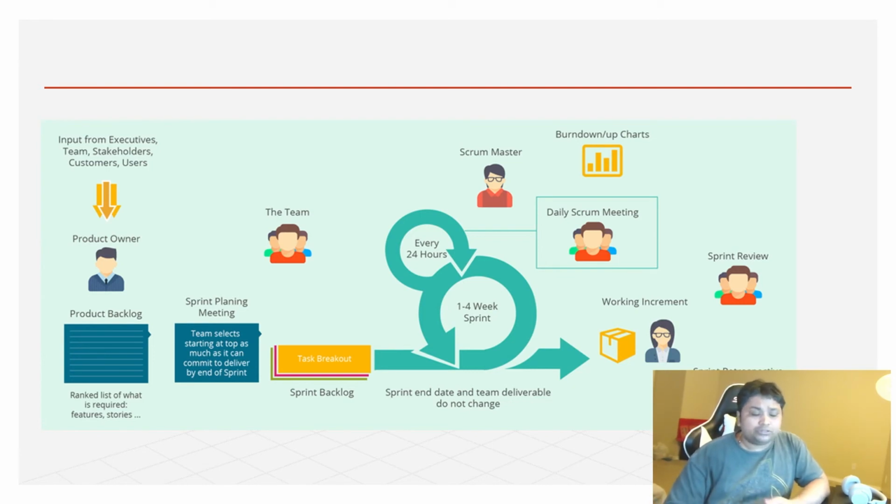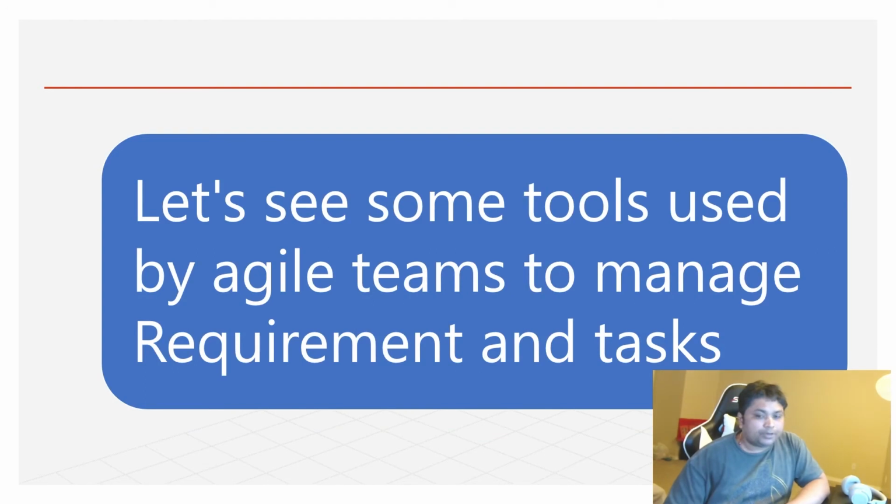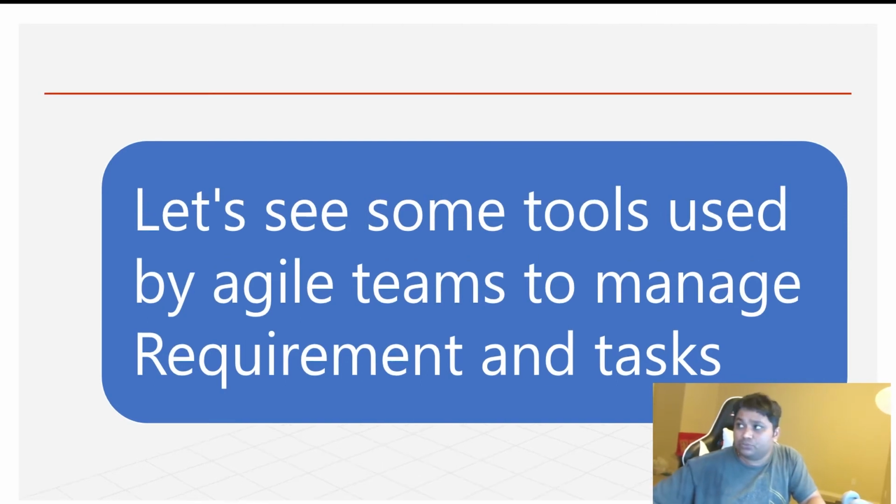Based on these things, there is the burndown chart concept and other things that you can look into. So that is how a sprint works, and that is how we follow sprints in our project management. Now let's see some of the tools used by different teams in the agile world and how they use those tools.